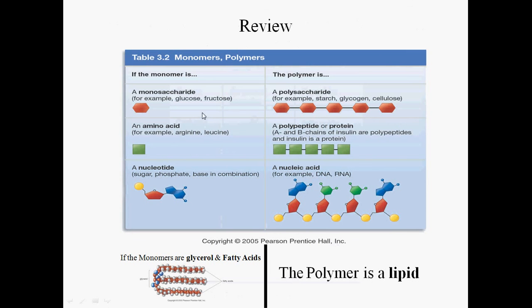Okay, so let's just do a quick review. If the monomer is monosaccharides, the polymer is polysaccharides, and these are your carbohydrates. If the monomers are your amino acids, your polymers are your polypeptides or your proteins. If the monomers are your nucleotides, your polymer is your nucleic acids. And then if the monomers are glycerol and fatty acids, the polymer is a lipid. Alright, and that covers chapter 3.